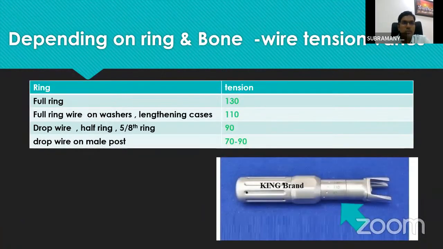So how much tension should be applied? In a full ring, you can apply up to 130. Here you can see the dynamometric wire tensioner, where there are graduated markings 90, 110, 130. Depending upon the ring and the wire used or the quality of the bone, you apply the tension. So for a full ring, it will be 130. For a full ring on washers and in lengthening cases, you apply up to 110. On drop wires, half rings and 5/8 rings, you apply tension of 70 to 90. And in pediatric bones, you apply less tension, 70 to 90.